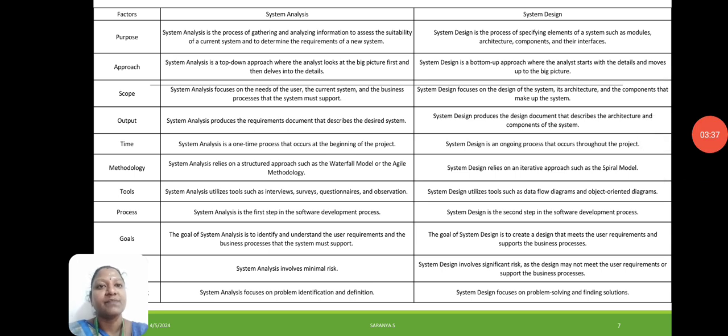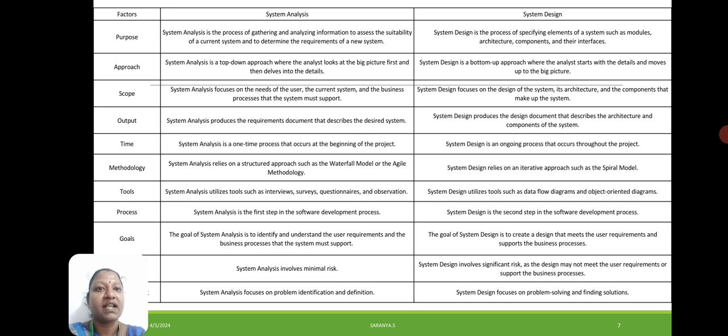Next one is approach. System analysis is a top-down approach, where the analyst looks at the big picture first and then delves into the detail. System design is a bottom-up approach: it starts with the details and moves up to the big picture.